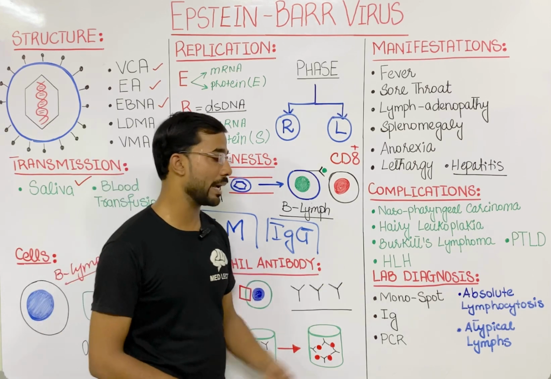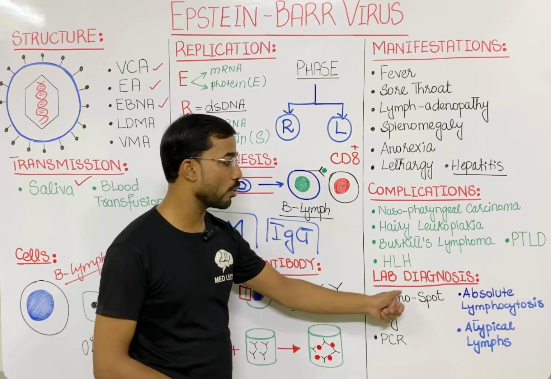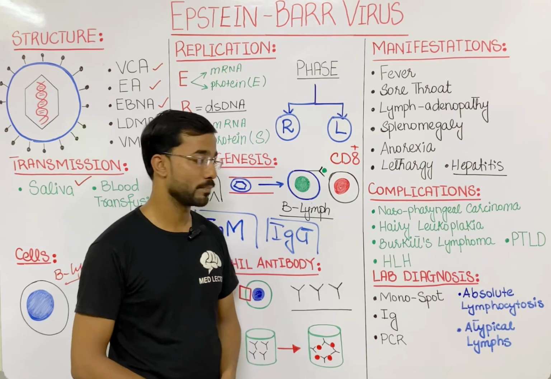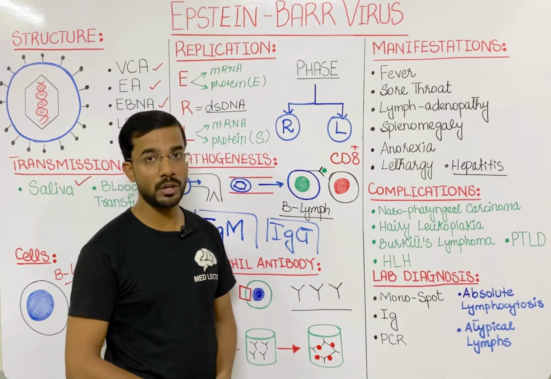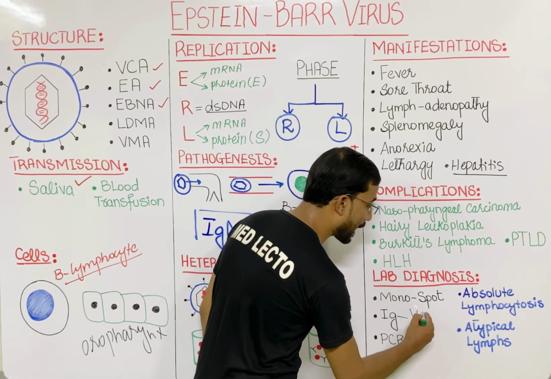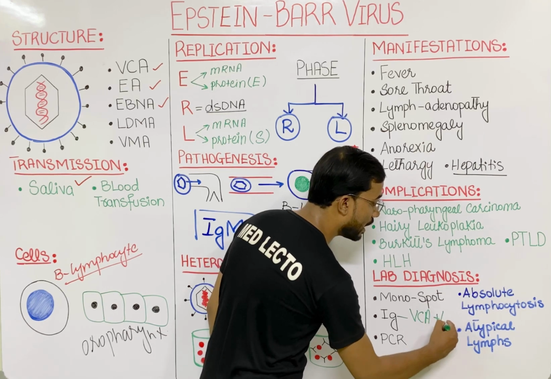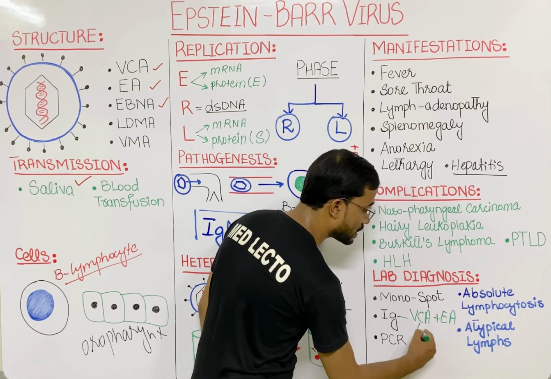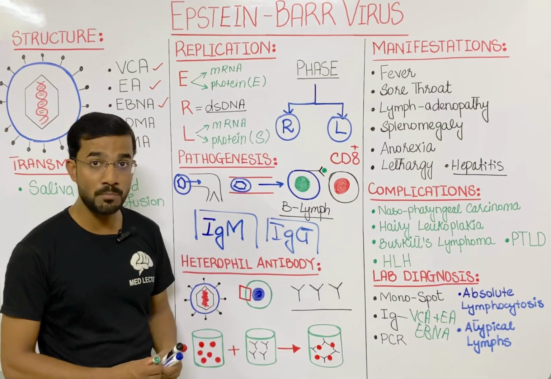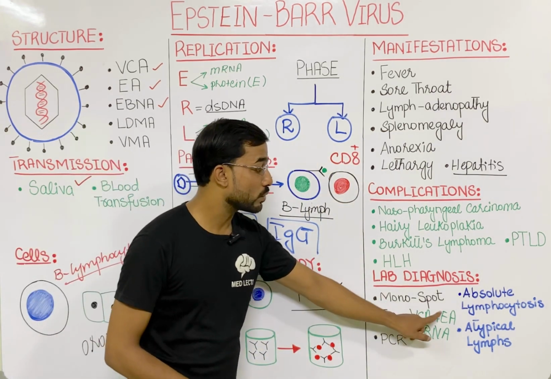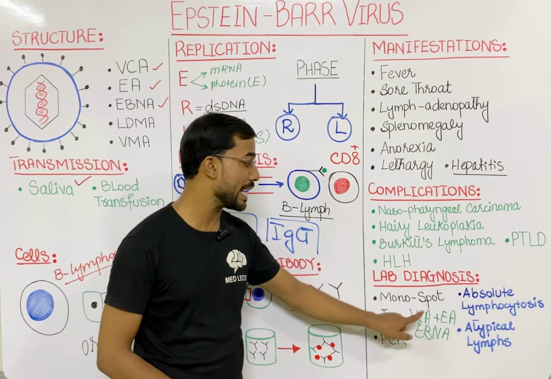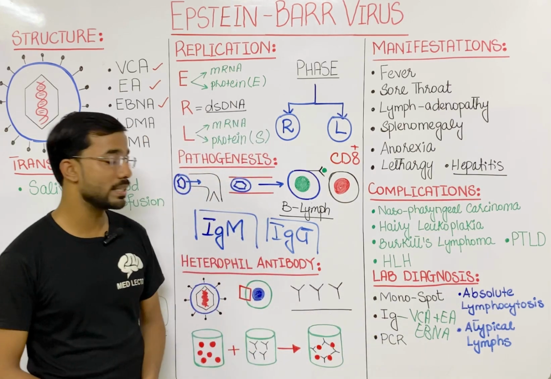If we look at the lab diagnosis, as we have discussed, the Monospot test for the detection of the heterophil antibodies. Okay, next is the antibody detection, specifically against the viral capsid antigen, early antigen, and Epstein-Barr nuclear antigens. We can detect the antibodies against these three most important antigens of the virus: VCA, EA, and EBNA. And last is the PCR.